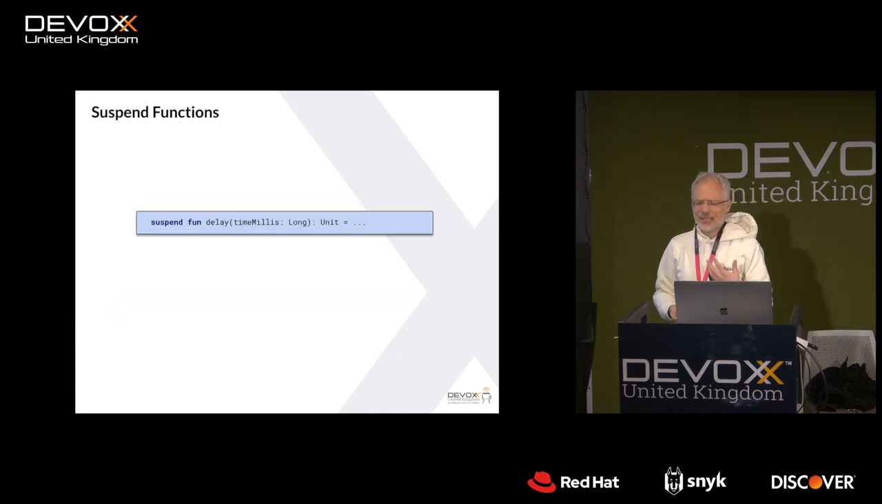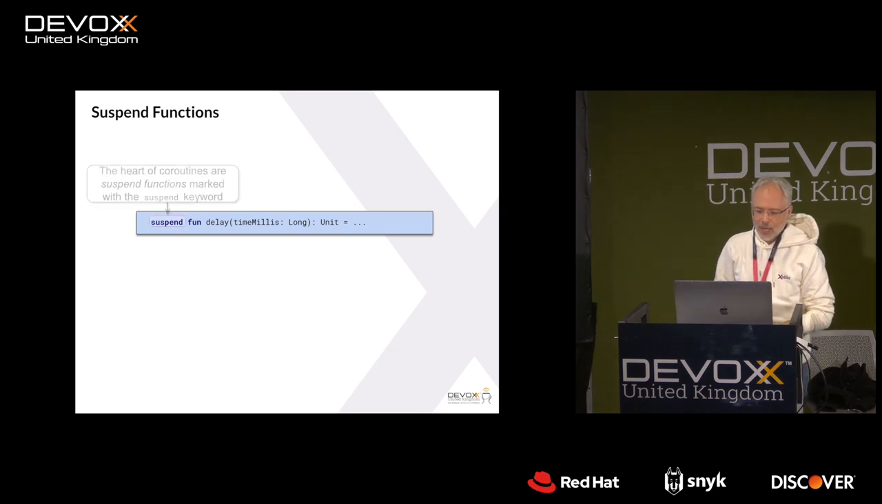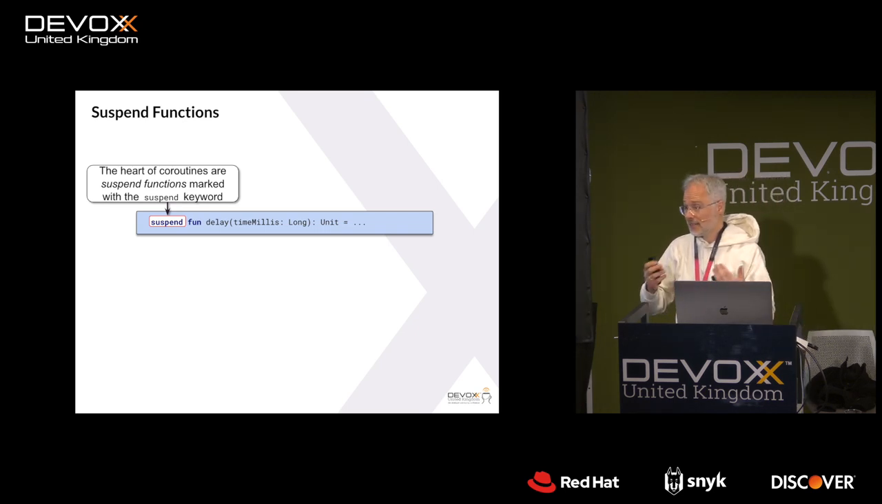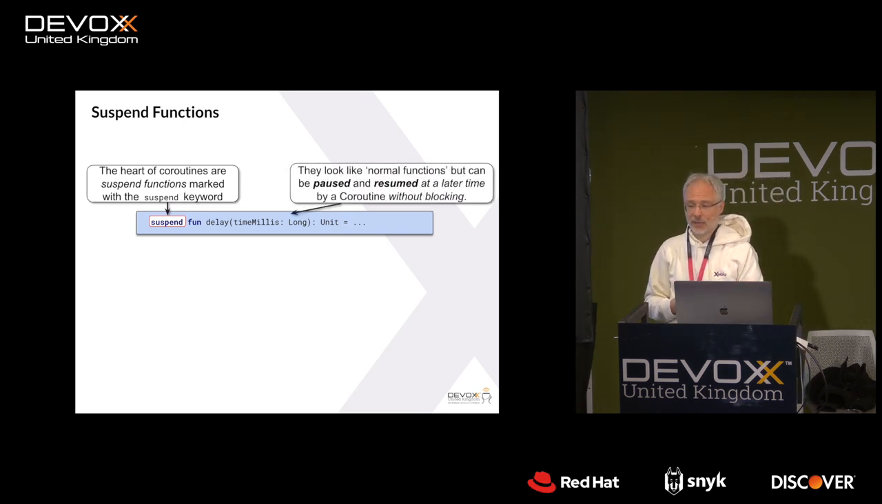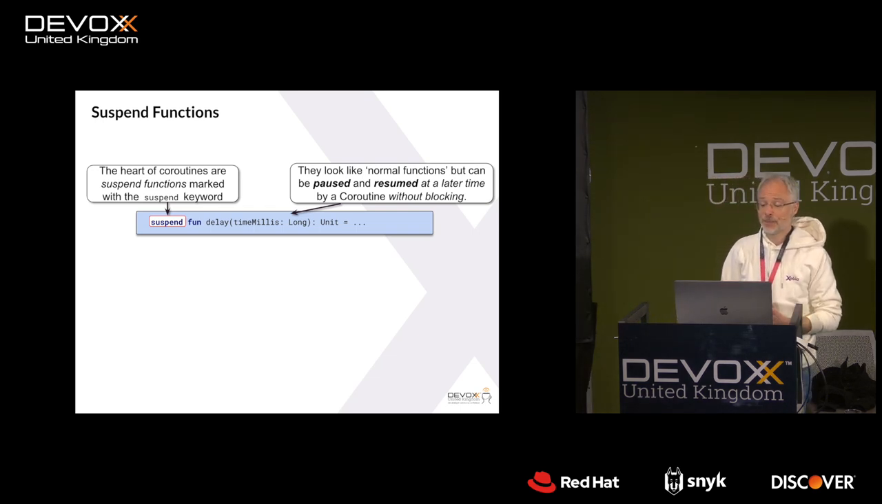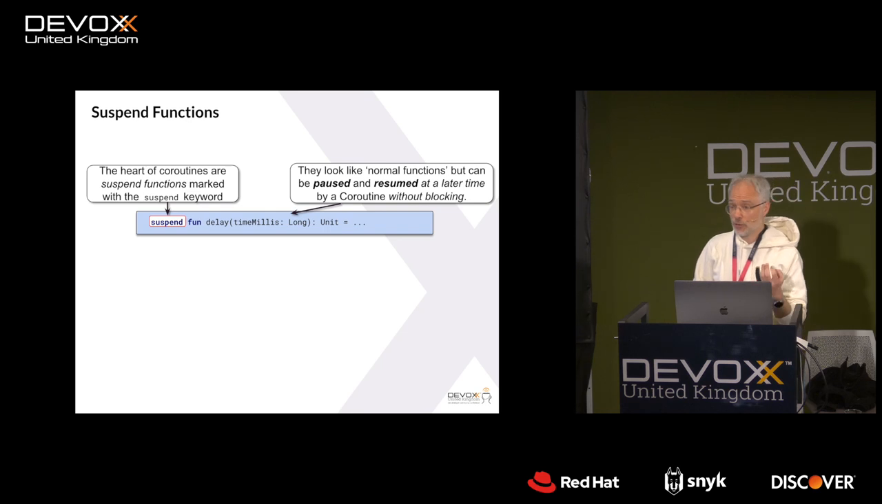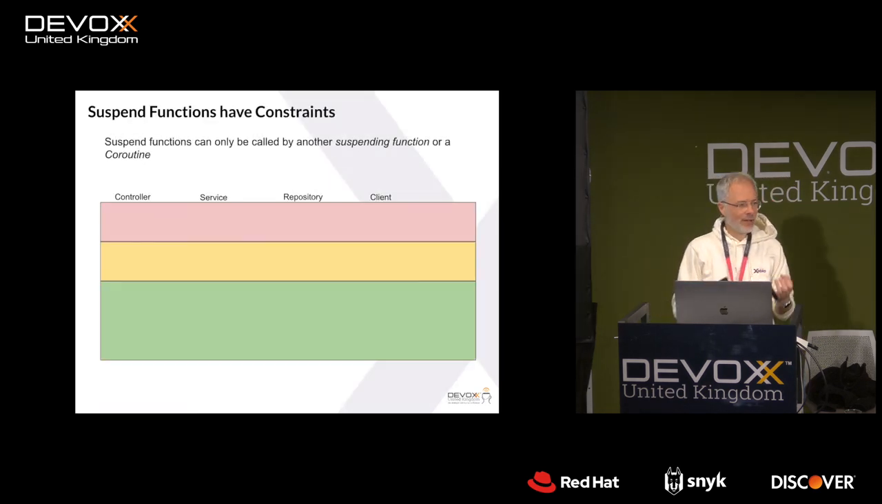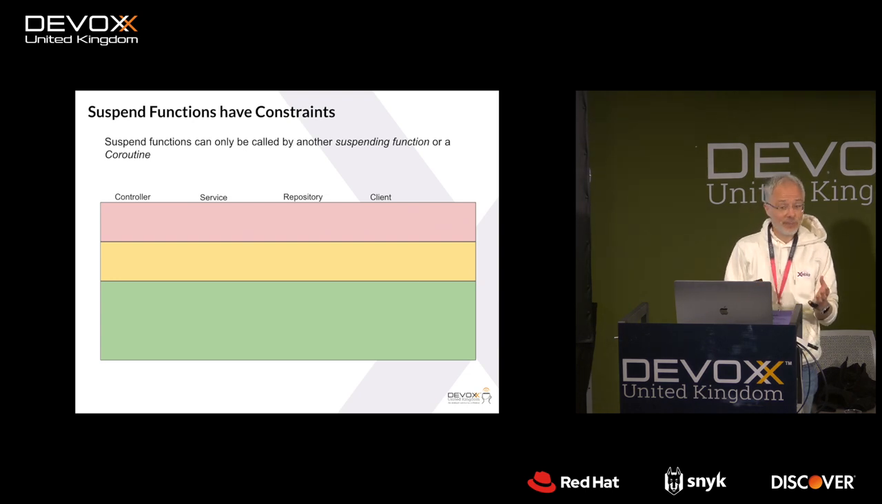Let's quickly look at these suspend functions. When you have the suspend keyword, you have a suspend function, which is just a normal function that can have parameters and return types like normal functions. The capability they gain is that they can be paused and resumed at a later stage. They also can only be executed by a coroutine, not by normal methods. So this is a constraint you're facing when you use these suspend methods.